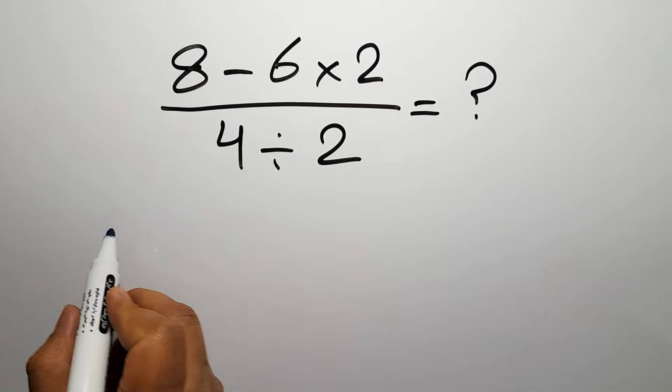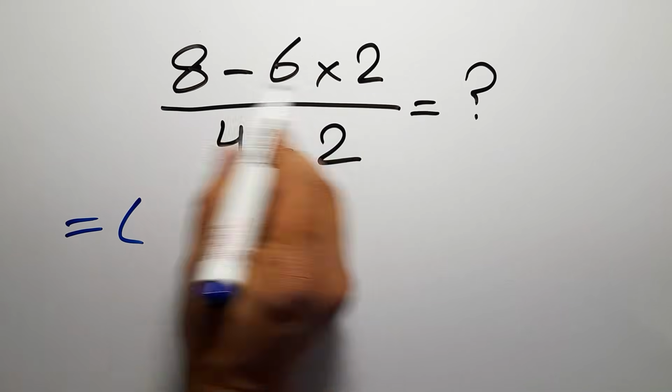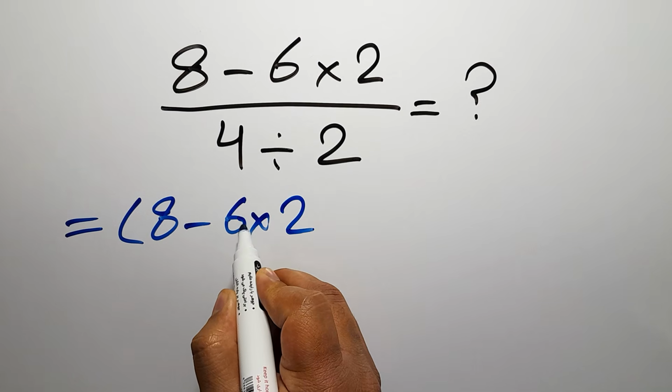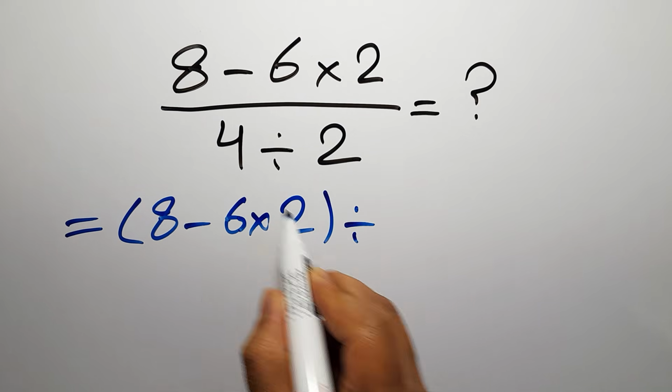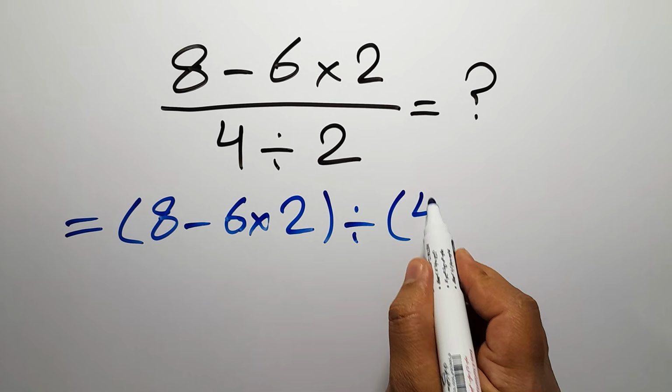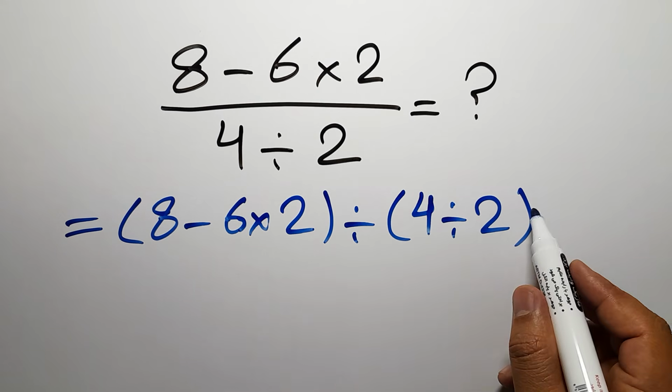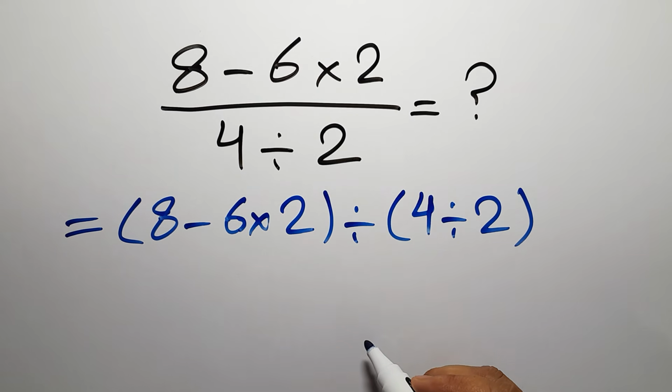Instead of this fraction, we can write parentheses, the numerator 8 minus 6 times 2, divided by the denominator, which is 4 divided by 2. Okay, now we have two parentheses and one division.